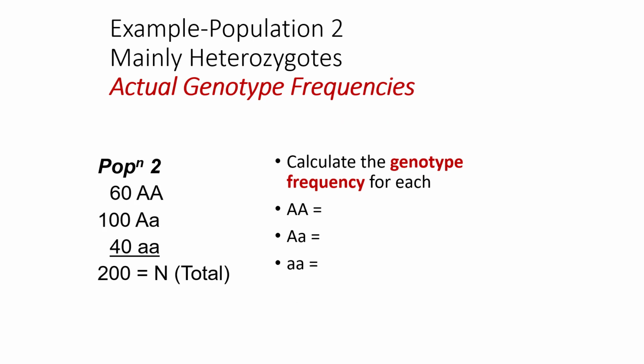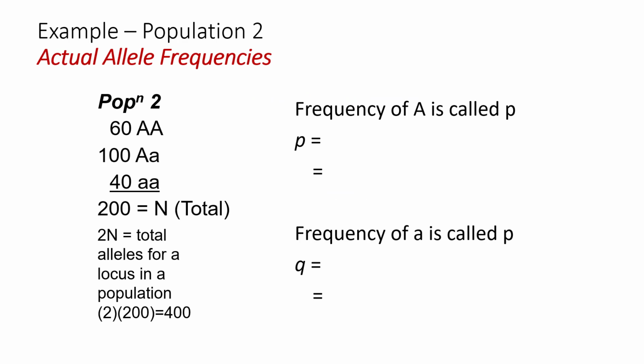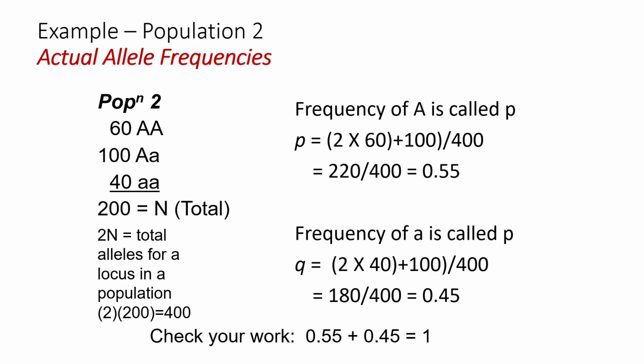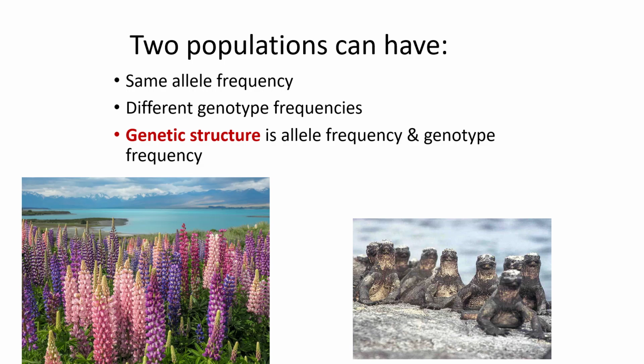Now, do it on your own. Pause the video and unpause it to see that, yes, you were definitely right. Those numbers do add up to 1. Now, what about the allele frequency? Pause the video and unpause it to see that, yes, you were right. Those do add up to 1. And what you're noticing is that these have different frequencies of genotypes, but they have the same allele frequencies. Remember, 2 populations can have the same allele frequency, but different genotype frequencies, and we call that genetic structure.